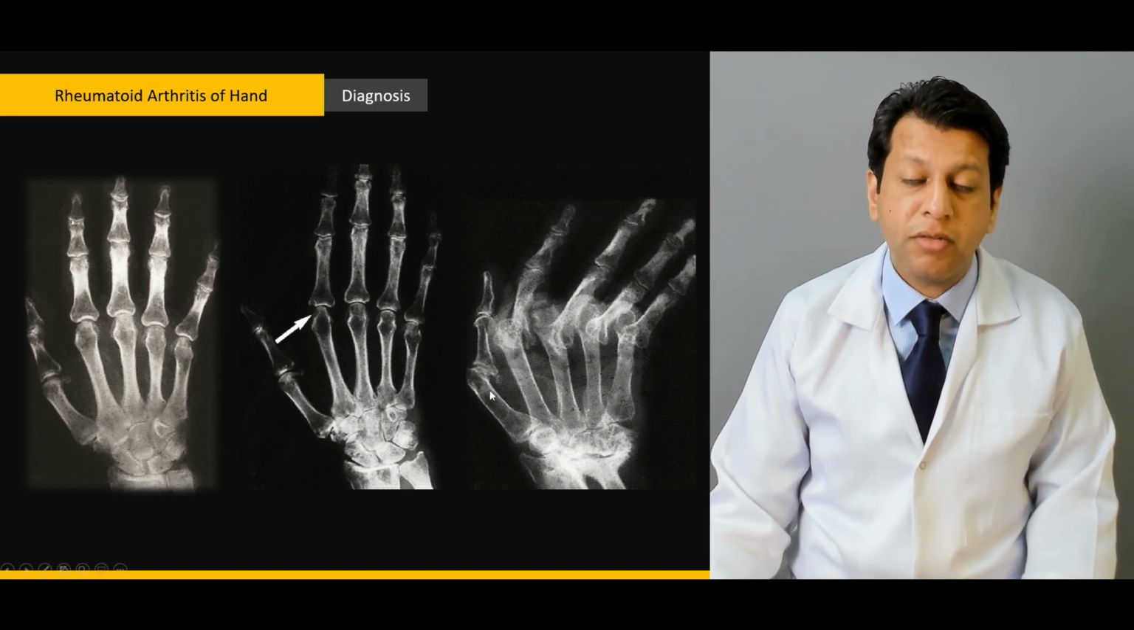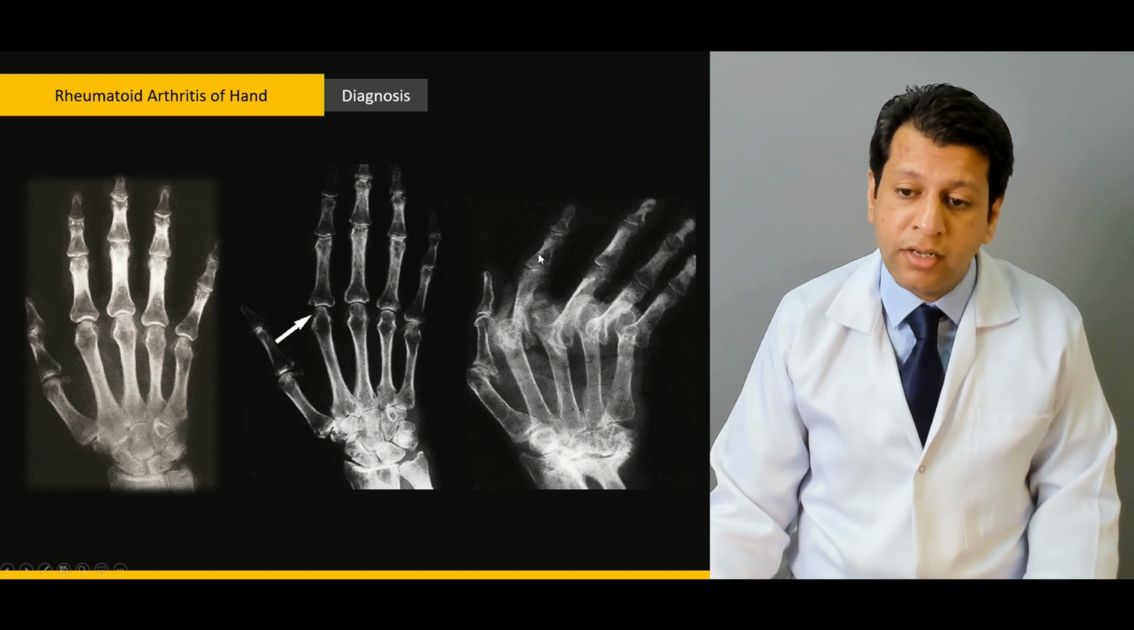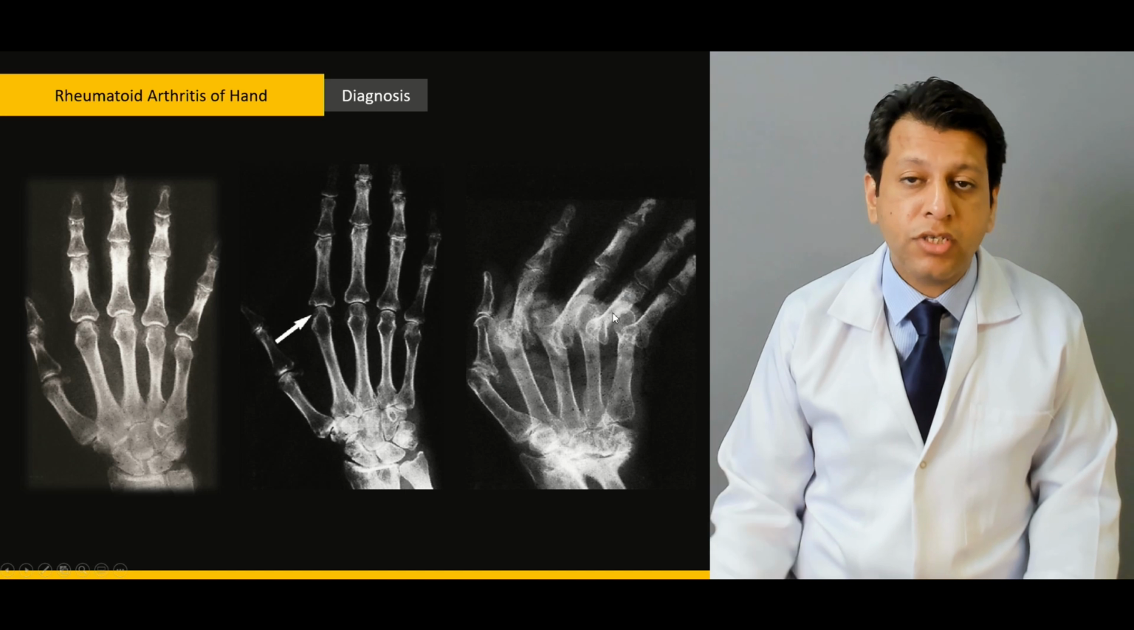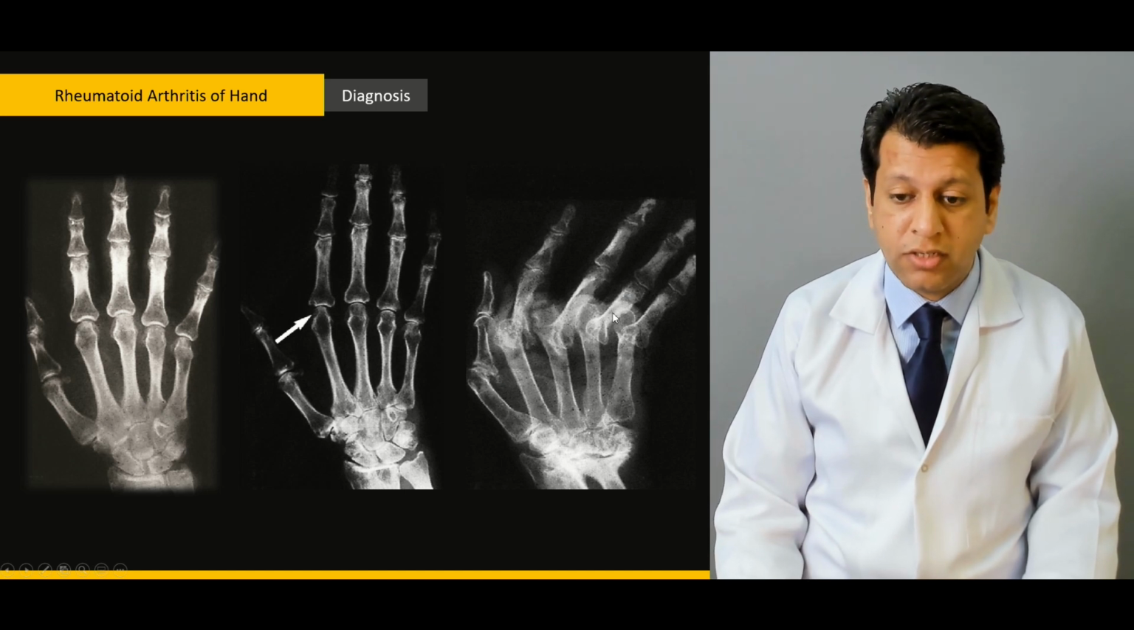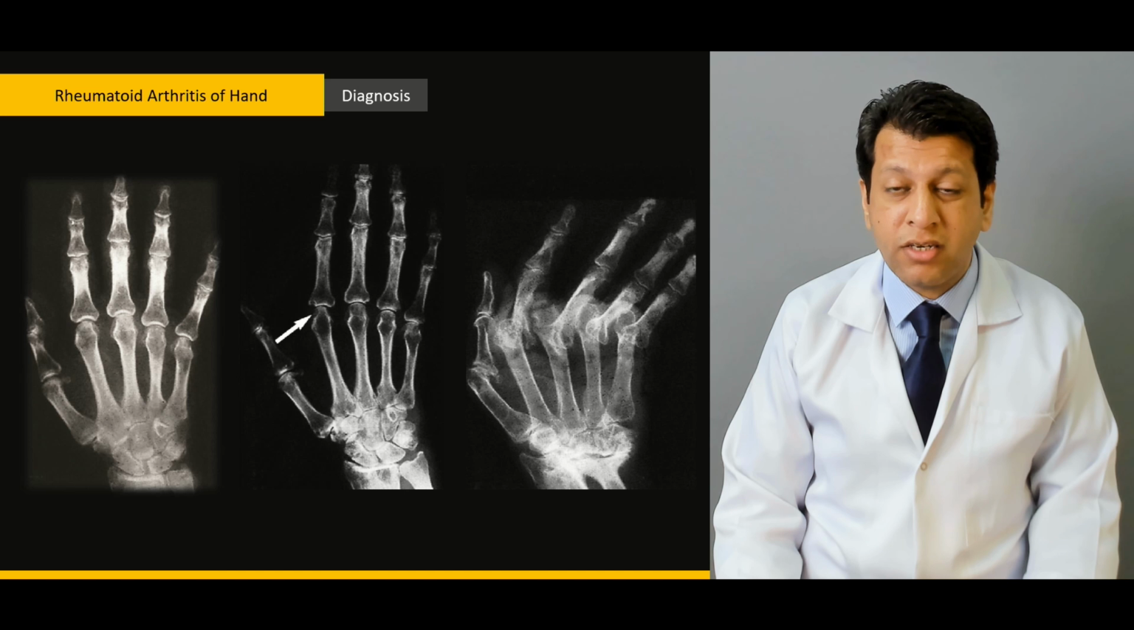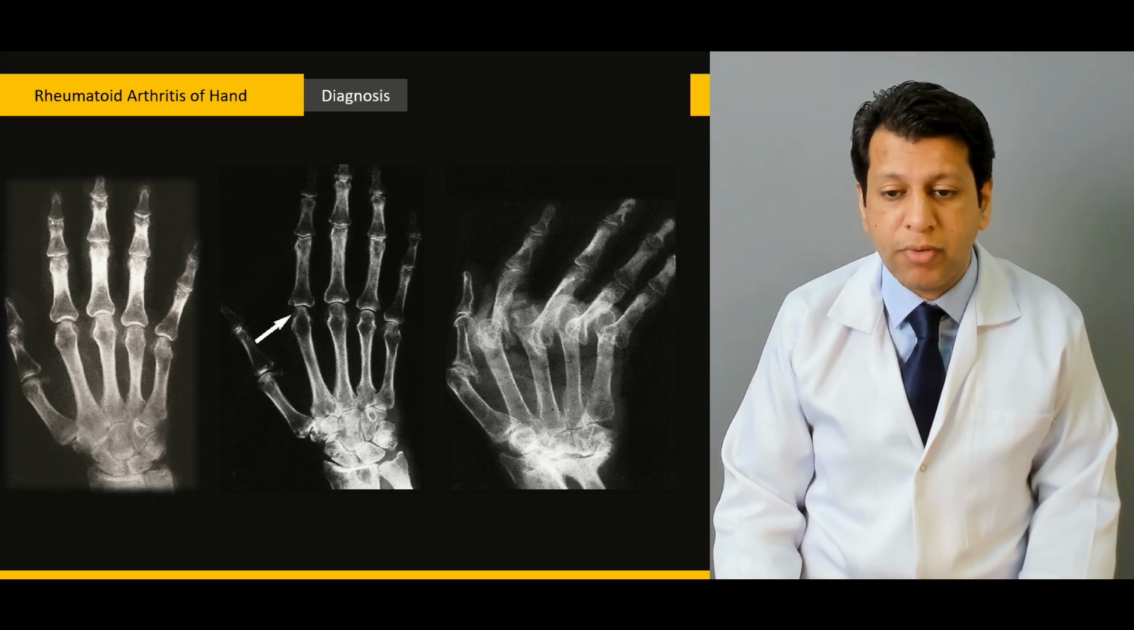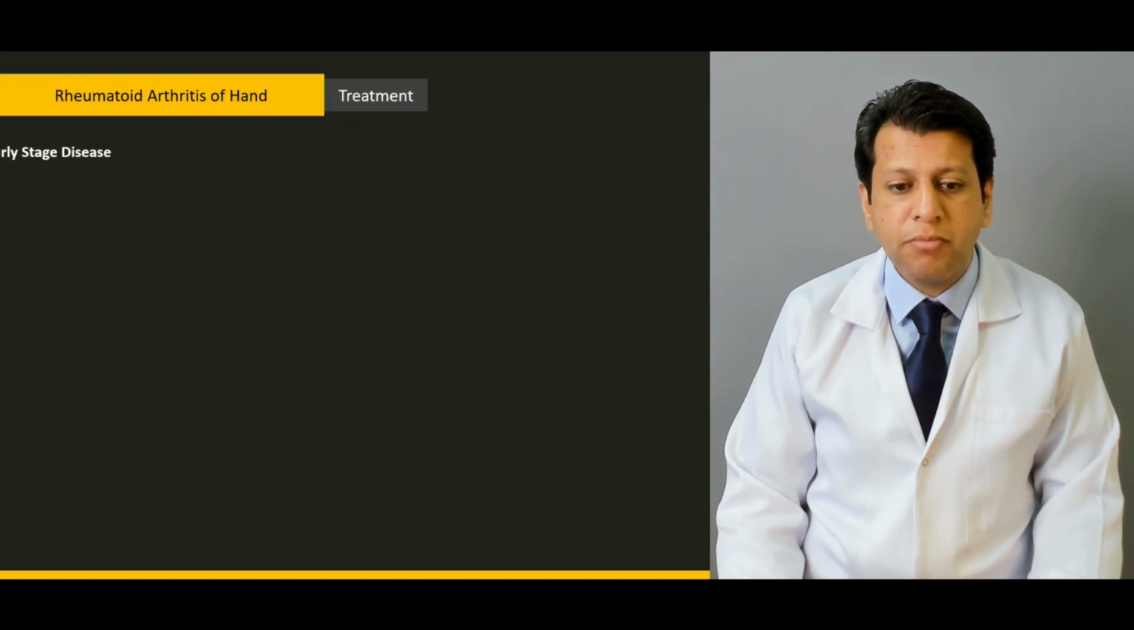in which the metacarpals are radially deviated, fingers are going ulnarly with almost loss or destruction of all the metacarpophalangeal joints, with periarticular osteopenia and destruction, and probably this is a classical scenario of rheumatoid arthritis. Then comes the treatment.